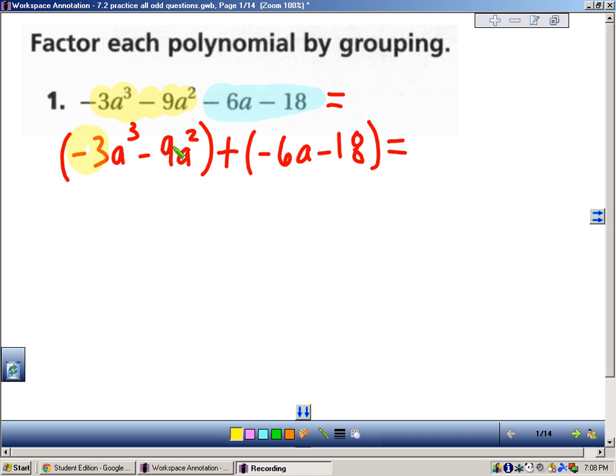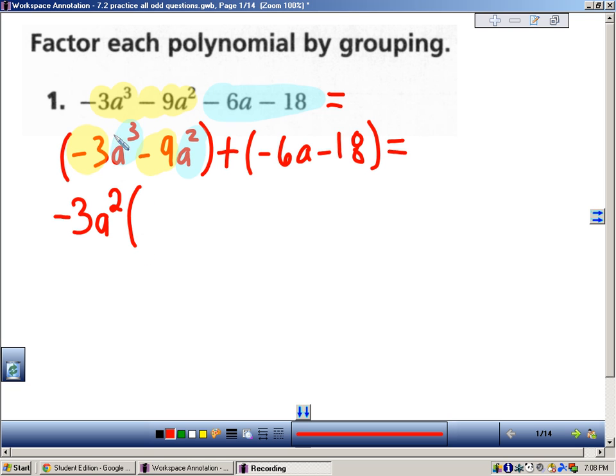If you have a negative sign in the first term, factor that out. So now I'm highlighting the coefficient and the variables. My greatest common factor amongst the coefficients is negative 3. My least power amongst the variables is a squared. That is the GCF of the first group.